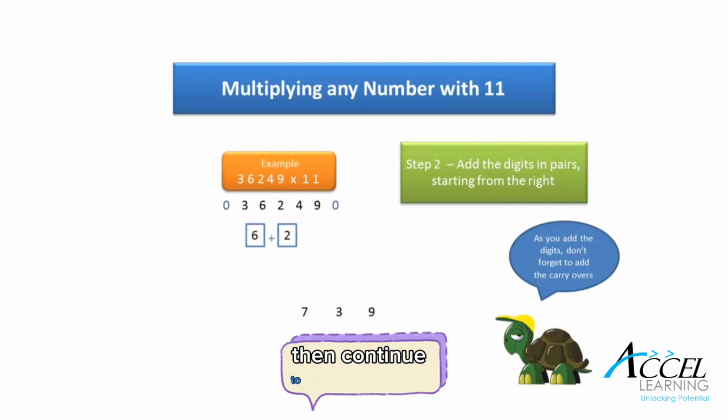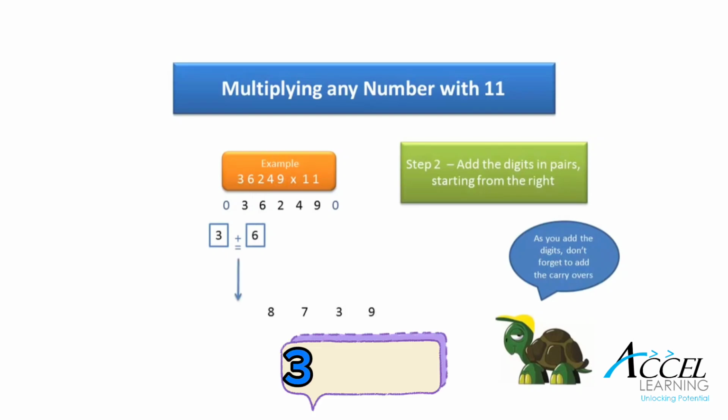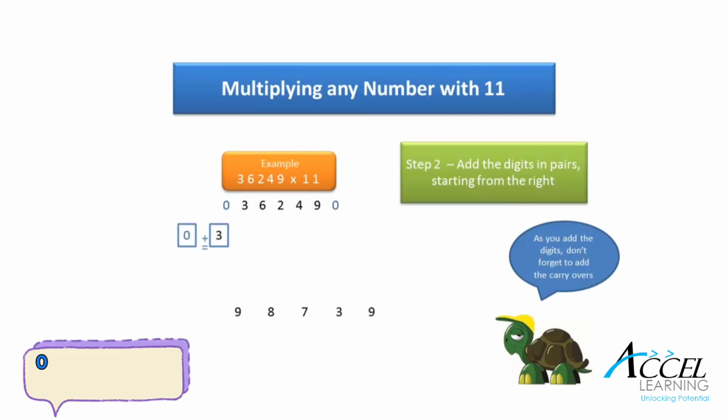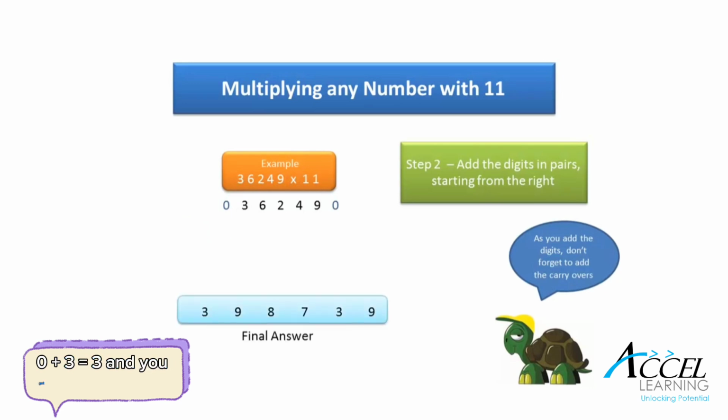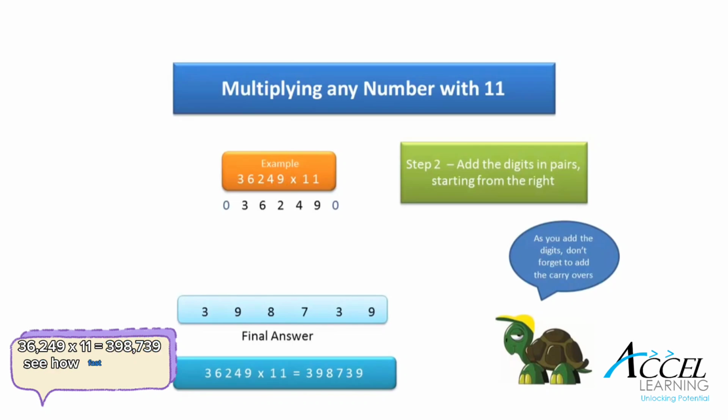Then continue to add 6 plus 2 equals 8. 3 plus 6 equals 9. 0 plus 3 equals 3. And you got the final answer. 36,249 times 11 equals 398,739. See how fast we got the answer?